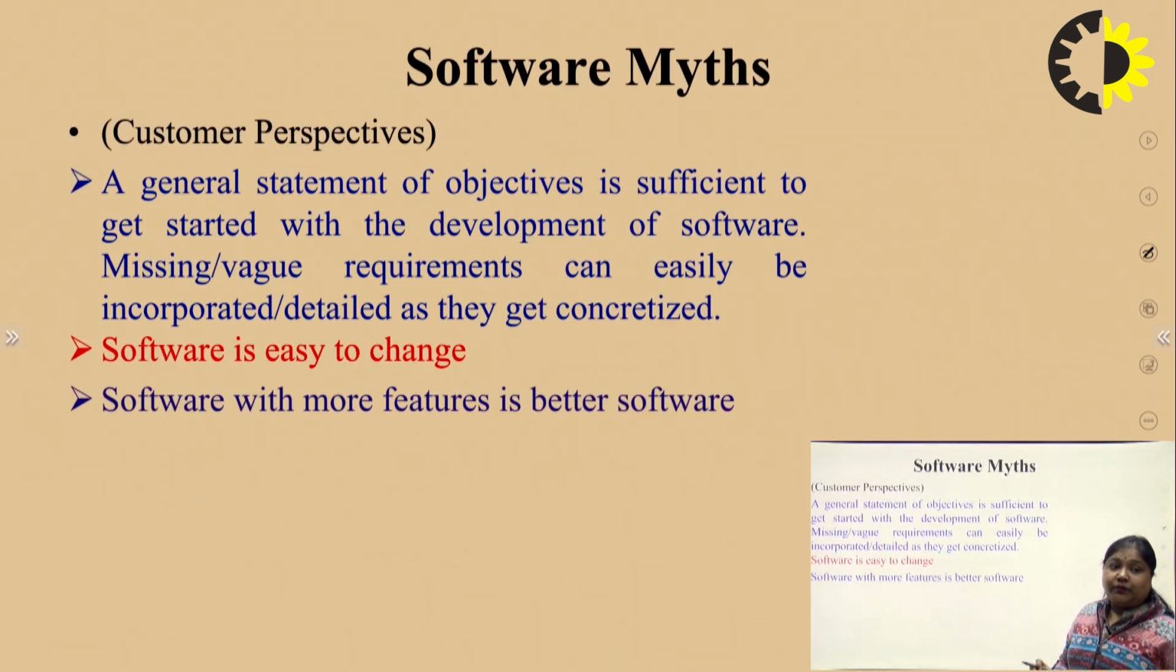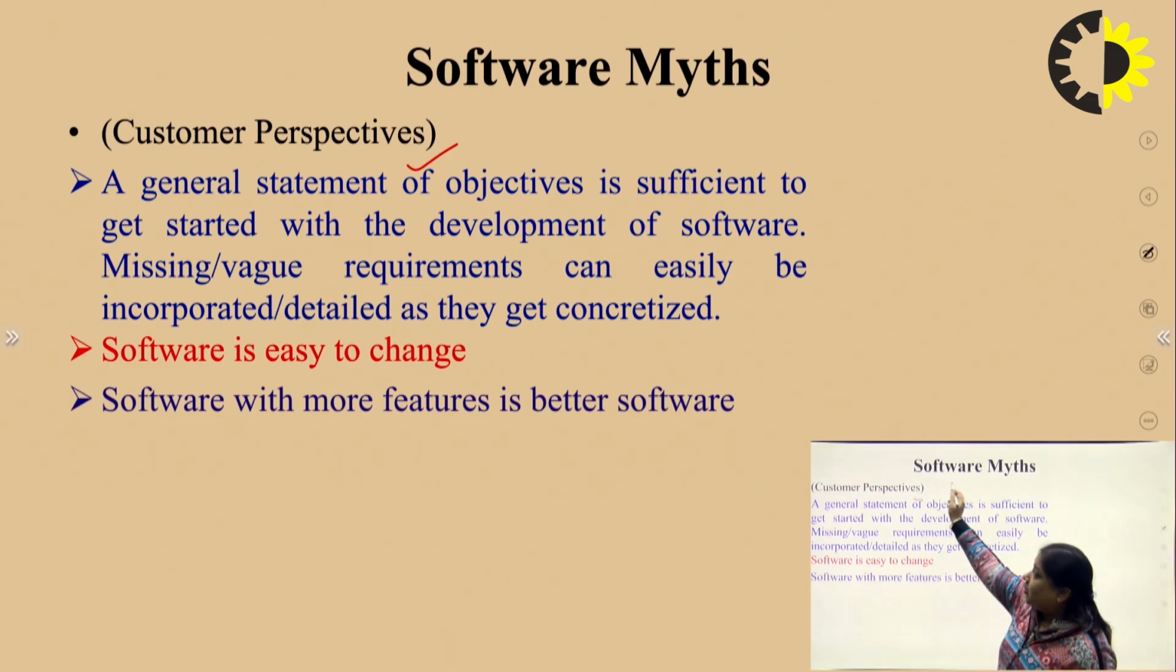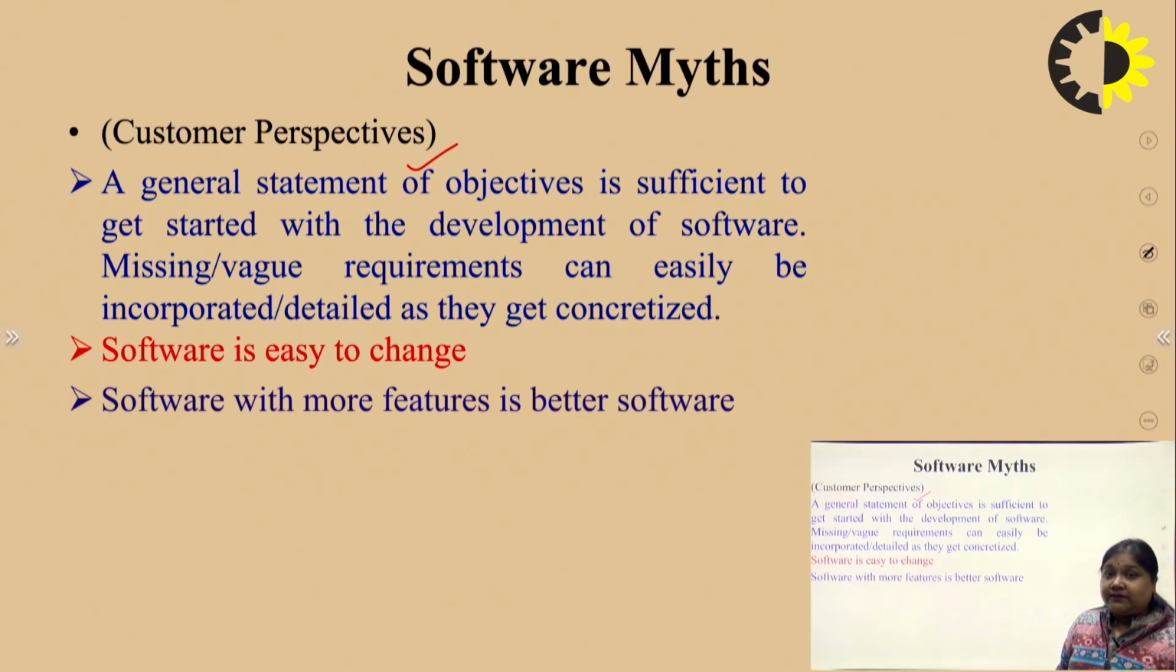Now there are some software myths that we have. From the customer perspective, a customer can think that a general statement of objective is sufficient to get started with the development of software. So a user can think, if I have to make some software, maybe I should give some information to the vendor, and he can start working on that software. Missing requirements can easily be incorporated in detail as they get concretized.